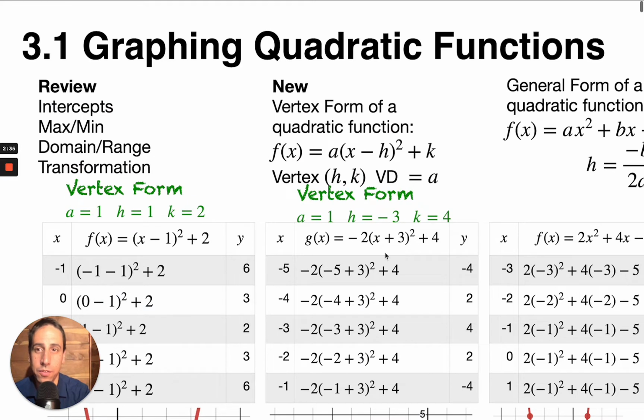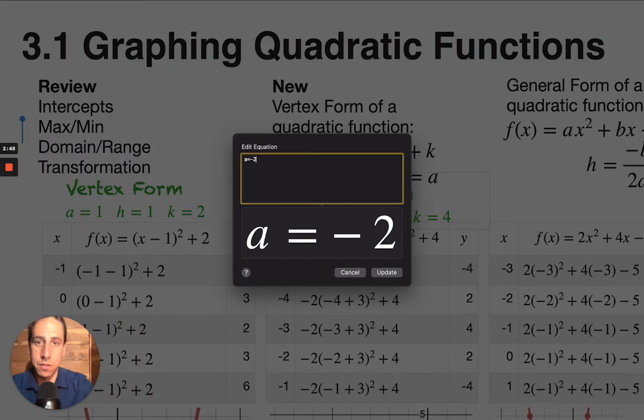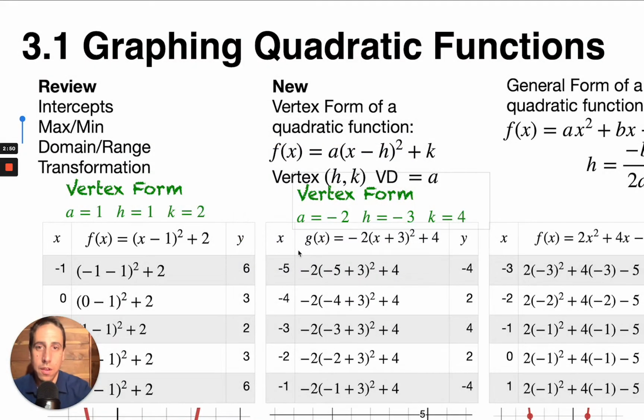Here, this is vertex form. It's already in vertex form, and because of that, we can read this is not a equals 1. This is a equals negative 2, because there's a negative 2 right there. There's a vertical dilation of negative 2. And then you can see the k value is 4. But the h value is negative 3. You see plus, and it's actually the opposite.